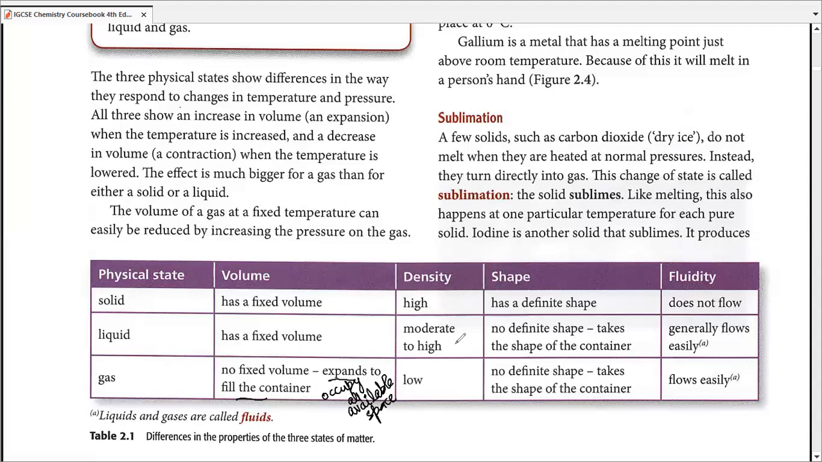Density is high for solids. It's moderate to high for liquids. For example, some liquids have less density. We can quote alcohols, we can quote water for this purpose. But when we talk about high density, we can easily quote honey. We're going to later relate this density part to the fluidity part.